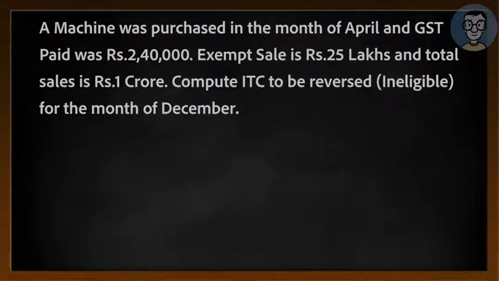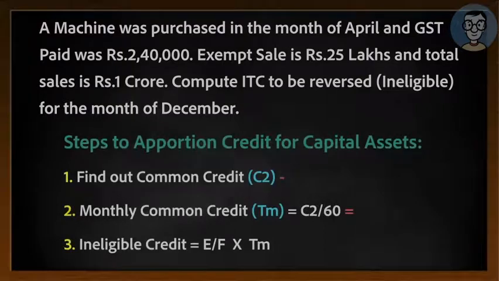A machine was purchased in the month of April and GST paid was rupees 2,40,000. Exempt sale is 25 lakh, total sale is 1 crore rupees. Compute input tax credit to be reversed in the month of December. So in this problem, what are they asking you to compute? They are asking you to calculate the credit to be reversed in the month of December. So 3 steps we have to follow. Step number 1, find out the common credit. What is the common credit in the sum? It is clearly given, it is 2,40,000 rupees.